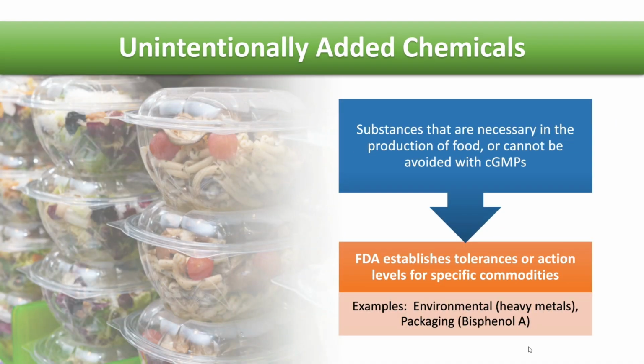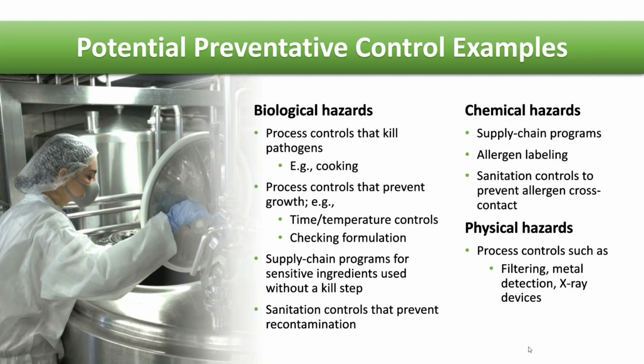Unintentionally added chemicals are substances that are necessary in the production of foods or cannot be avoided with CGMPs. And FDA establishes tolerance or action levels for specific commodities. For example, environmentally introduced chemicals like heavy metals. So those are unintentionally added chemicals.